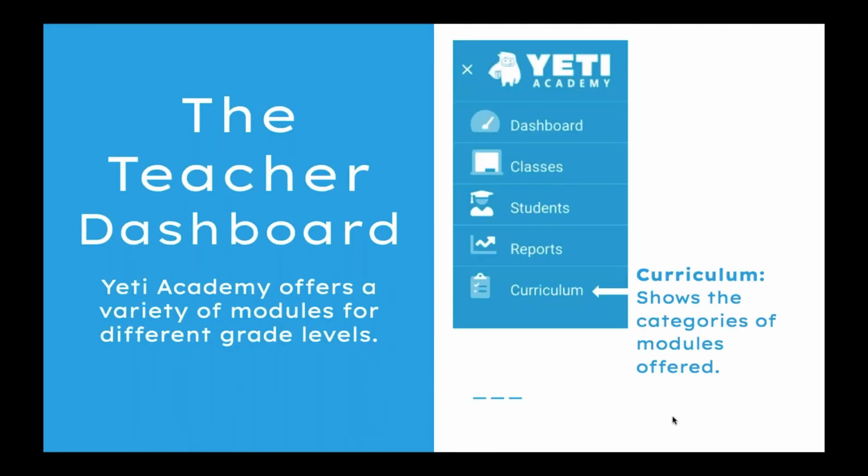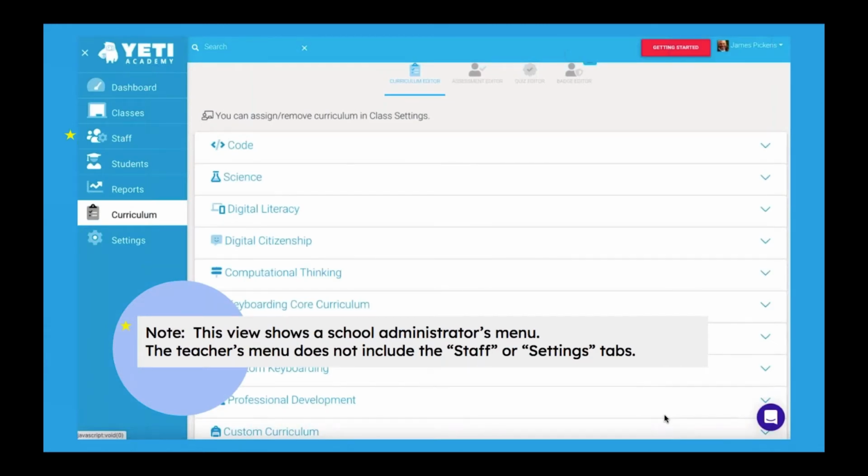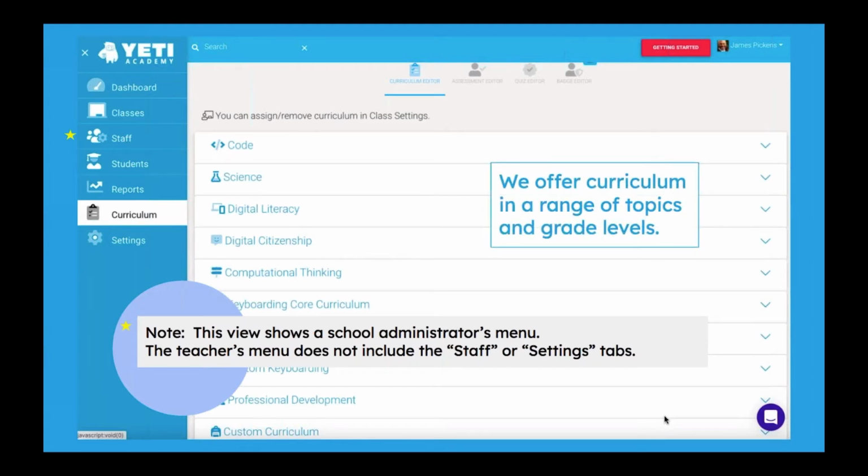I mentioned on the dashboard that there's a menu for teachers. The final tab on our teachers menu that you'll see here is curriculum. And that's where we're going to do most of our work today. Yeti Academy offers a variety of modules for different grade levels, and this is where you're going to see the categories that are offered. So when we click that curriculum tab, we're going to get a list of the module categories. So we offer curriculum in a range of topics and grade levels. We have areas like science and coding and digital literacy and a lot more.